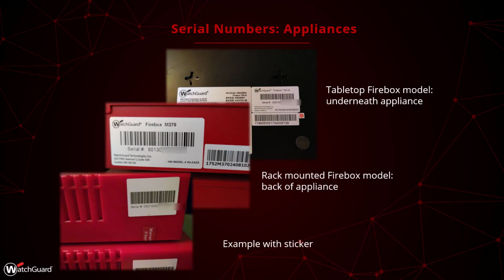To find a serial number on the appliance, look on the base of the unit for tabletop models and on the back of rack-mounted appliances, opposite to the power cable jack. Here are some examples.